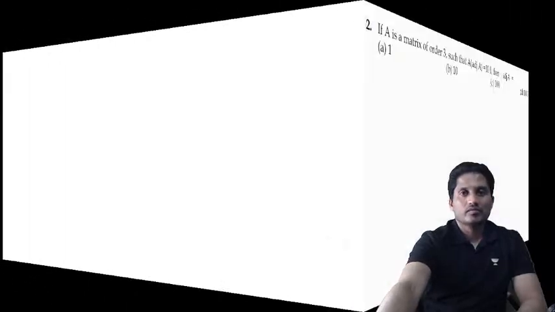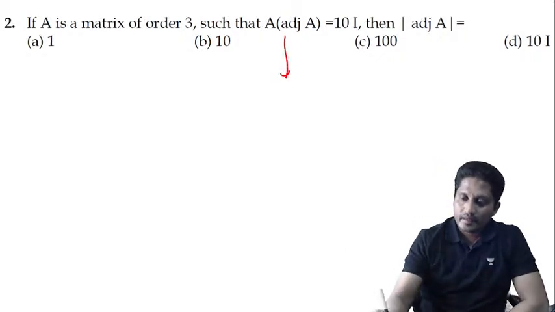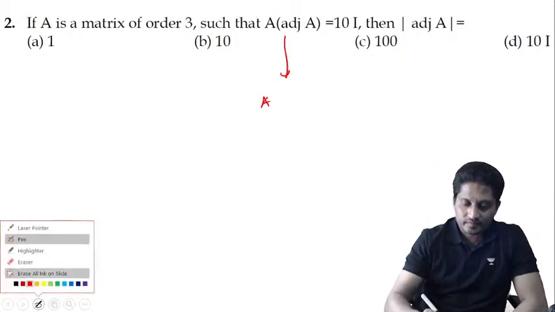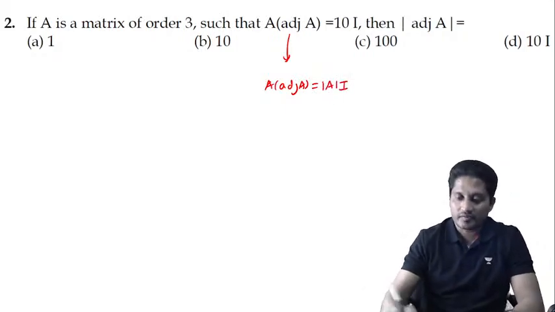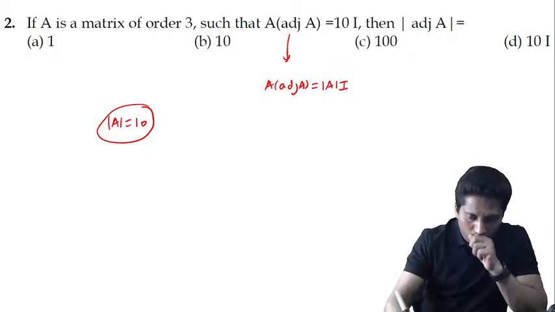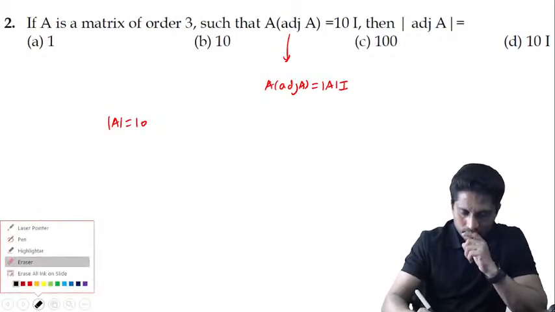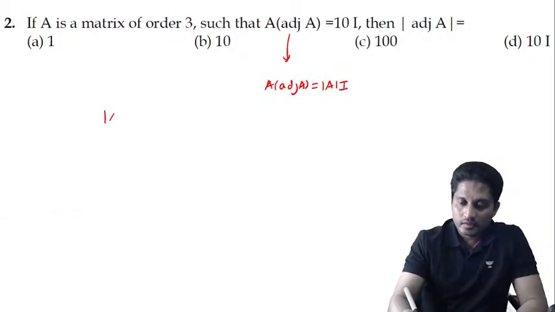Question number 2. See, this is of the form A into adjoint of A. This is of the form A into adjoint of A is equal to determinant A into I. And from this, determinant of A is equal to 10.